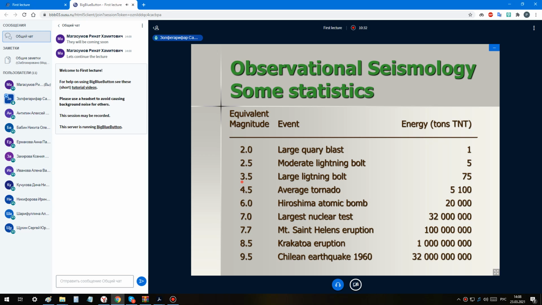For scale 3.5, this event, a large lightning bolt, has an equivalent energy of around 75 tons of TNT energy.